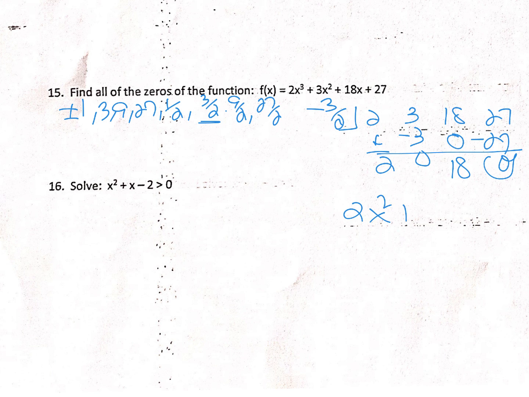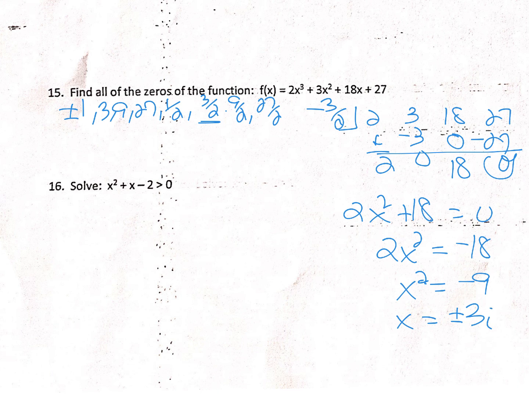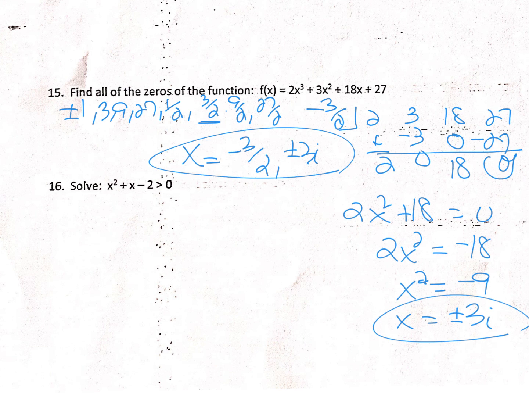So take what you have left right here. Take the 2x squared plus 18. It's just 18, not 18x. Set equal to 0. Let's move the 18 over. Divide by 2. And take the square root of both sides. When I take the square root of both sides, I get plus or minus 3i. All right, so those are my other two. So my final answer is this. All the zeros are -3 halves and then plus or minus 3i. Those are the 3 zeros for 15.